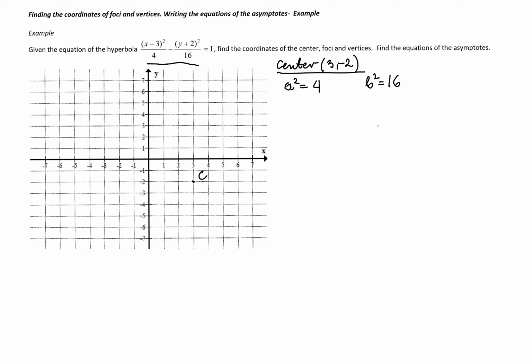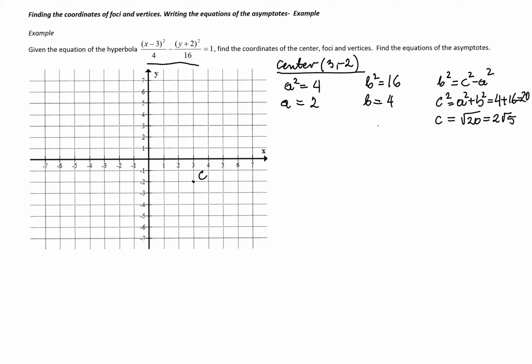Once we have a squared and b squared, we can find the value of c. b squared is c squared minus a squared. Therefore, c squared is a squared plus b squared. This is the sum of the numbers in the denominators in this equation, 4 plus 16, which is 20. So that gives us the value of a to be square root of 4 or 2, the value of b to be square root of 16 or 4, and the value of c to be square root of 20, which is 2 square roots of 5.